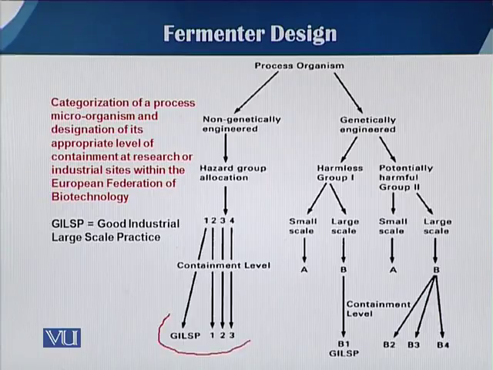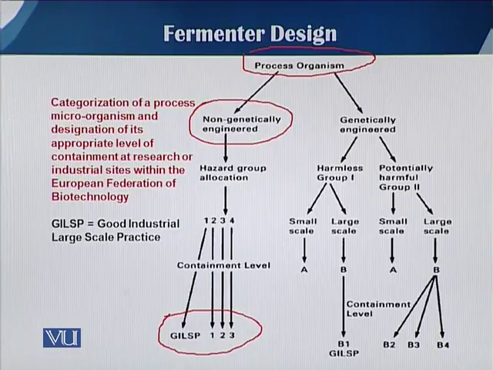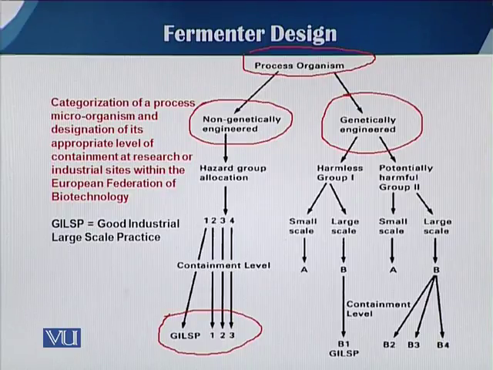You can see here that GILSP means level 0, then level 1, level 2 and level 3. So in total there are 4 risk levels. If we look at our process organisms, first we have to decide whether our organism is non-genetically engineered or genetically modified, that is GMO. So we have a clear-cut classification into 2 categories: one, non-genetically modified, and the other, genetically modified.